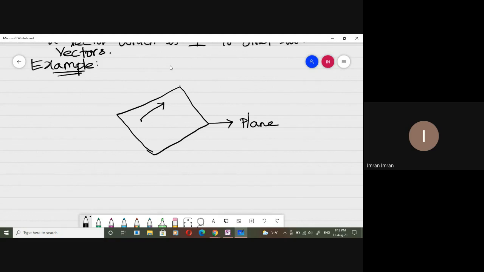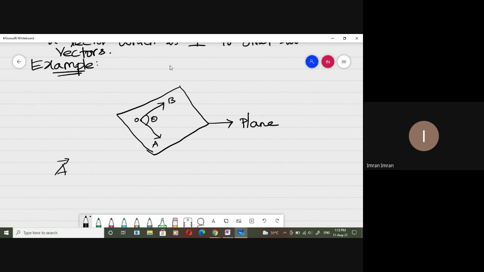From that point O, there are two vectors, A and B. This vector is A and this vector is B, and the angle between these two is theta. Now, the cross product can be taken in two ways.